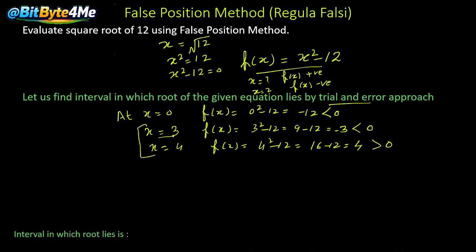At x is equal to 3, the value of f(x) is negative. At x is equal to 4, the value of f(x) is positive. So we can say our root will lie between 3 and 4. It means the interval in which we will find the root is 3, 4.